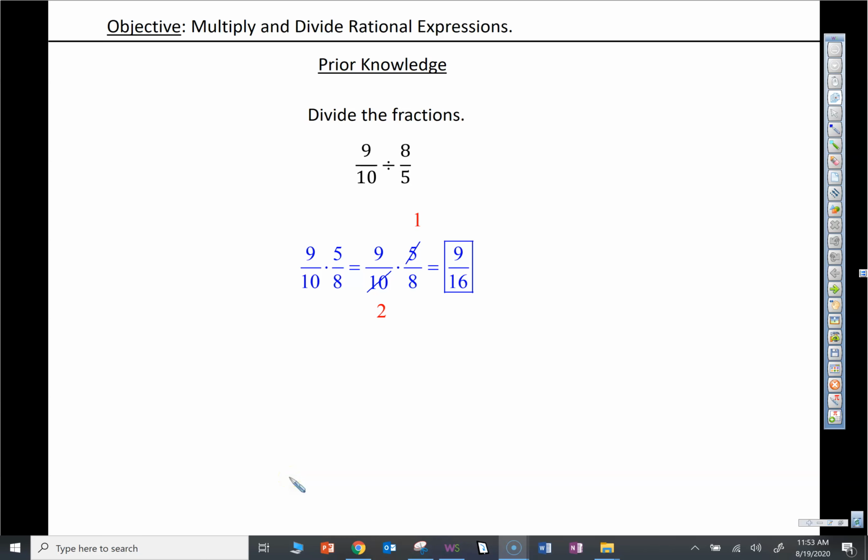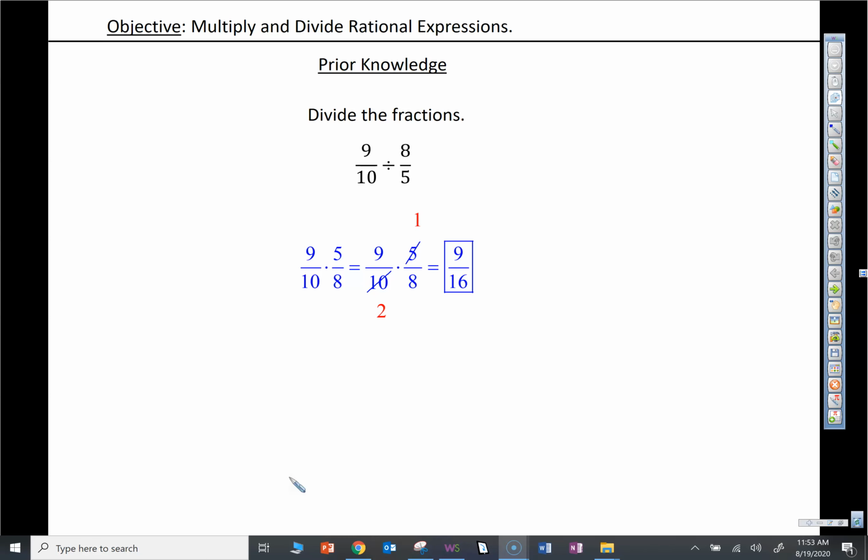In this lesson, which is part of our Unit 2 on rational expressions, we are going to learn how to multiply and divide rational expressions. The nice thing is that the basic procedure is the same as we use to multiply and divide regular number fractions. So I just wanted to go over here prior knowledge of how we divide fractions, which have an extra step over multiplication.